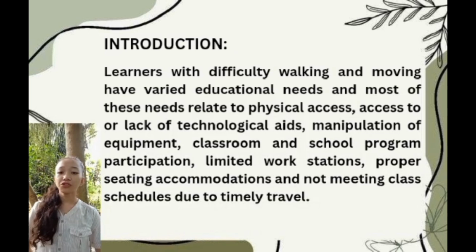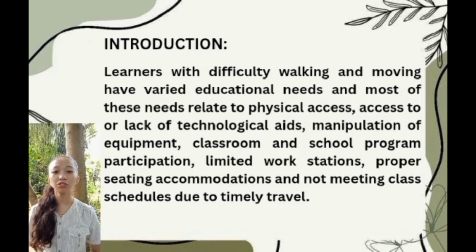For our introduction, learners with difficulty walking and moving have varied educational needs, and most of these needs relate to physical access, a lack of technological aids, manipulation of equipment, classroom and school program participation, limited workstations, proper seating accommodations, and not meeting class schedules due to lengthy travel.